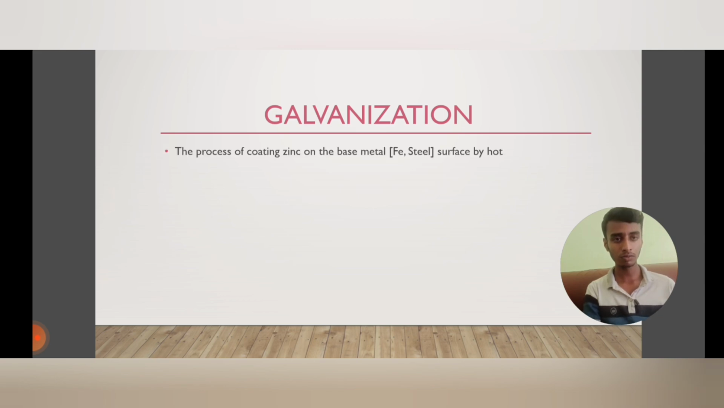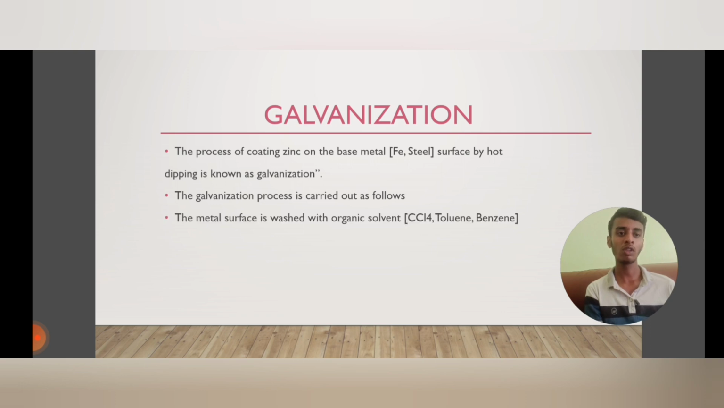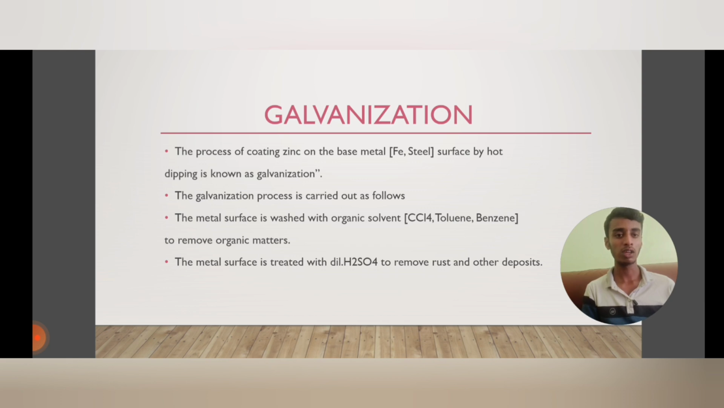Now we'll see what is galvanization and the process of galvanization, how the zinc is coated on the iron. The process of coating zinc on the base metal's surface by hot dipping is called galvanization. The process is carried out as below. First, take the core metal and dip it in an organic solvent like CCl4 or benzene to remove the organic materials. The surface is then treated with dilute H2SO4 to remove the rust and other deposits. Then it is well washed with water and air dried with hot air to remove all the moisture and clear all the dust on the surface.